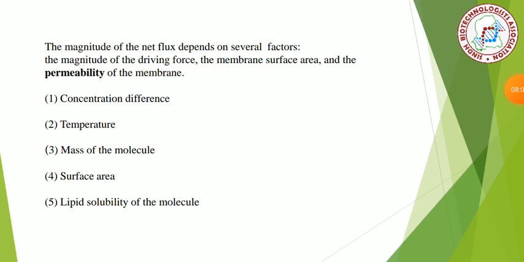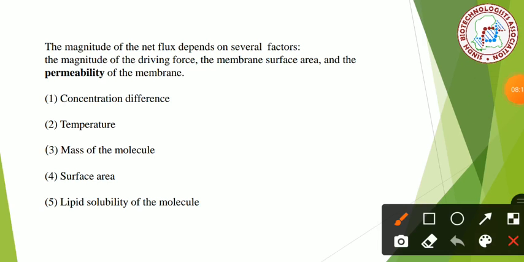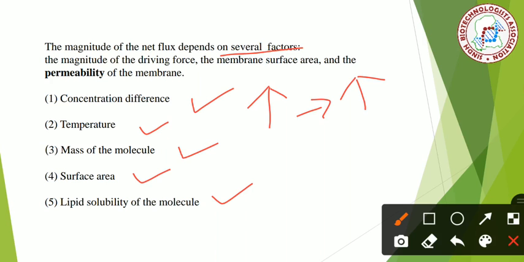And next, the magnitude of flux depends on a few factors: usually the concentration difference, temperature, mass of the molecule, surface area, and the lipid solubility of the molecule. Here for the concentration difference, if the concentration difference is greater, then the net flux should also be greater, because we have the greatest concentration, it will move towards the low concentration, and that's why the rate of the flux will automatically increase.